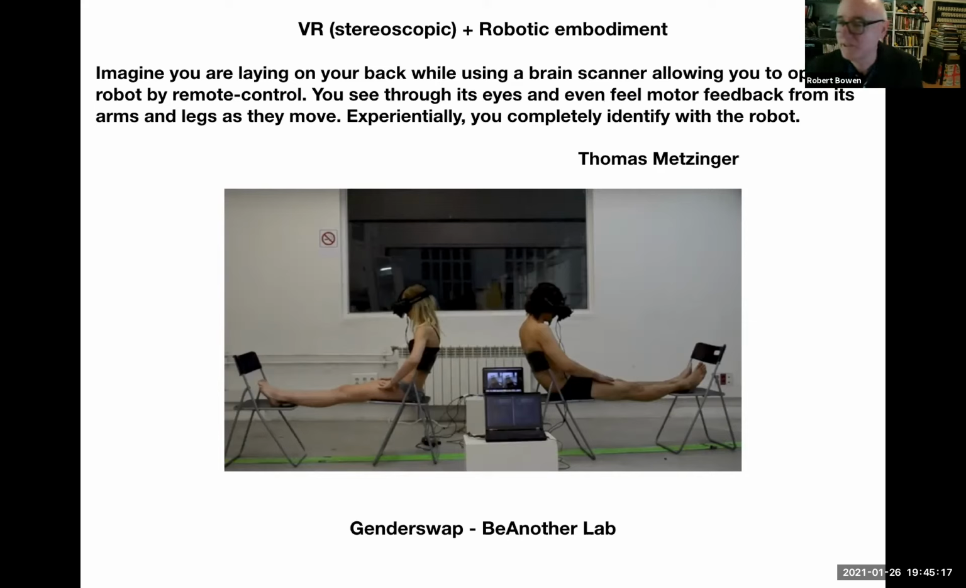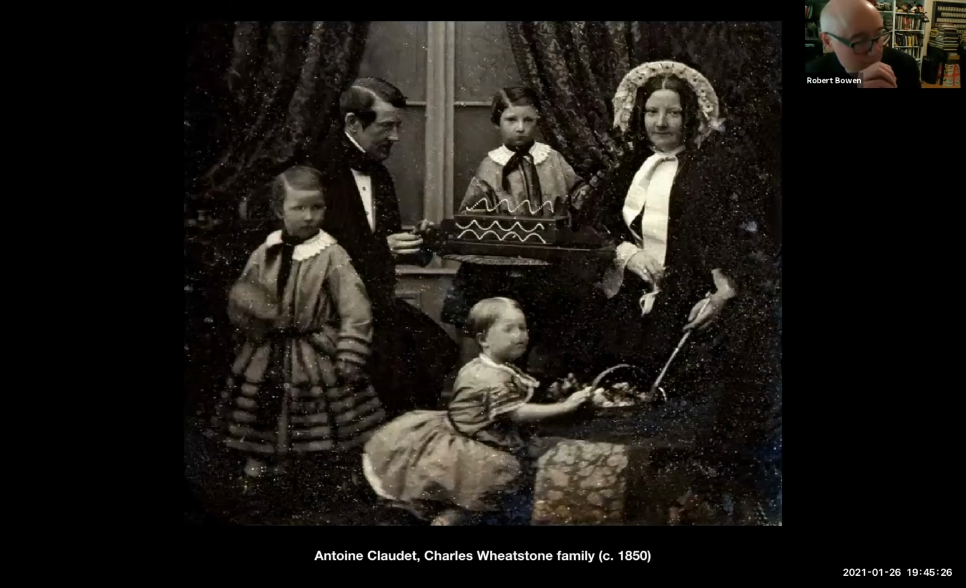So now I'm going to return to the past. Past and the future are the same, so it's okay. This is actually one side of a stereoscopic photo, and I just wanted to have it really big on screen so you could see it. It's not just an ordinary family, because the photograph by Antoine Claudet is a photograph of the Charles Wheatstone family.